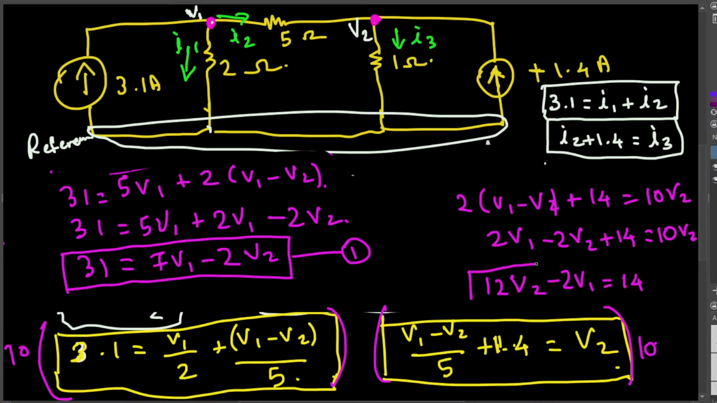Okay, now we have these two equations simplified. The next thing we can do is try to get rid of something and solve for it. If I add or subtract, I can get rid of something. So first, if I multiply equation 1 by 6 and add it with this, I can get rid of this v2. Let's do that here.